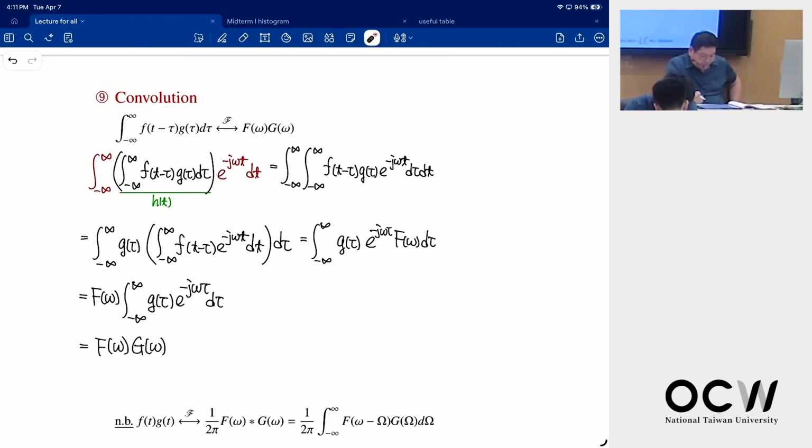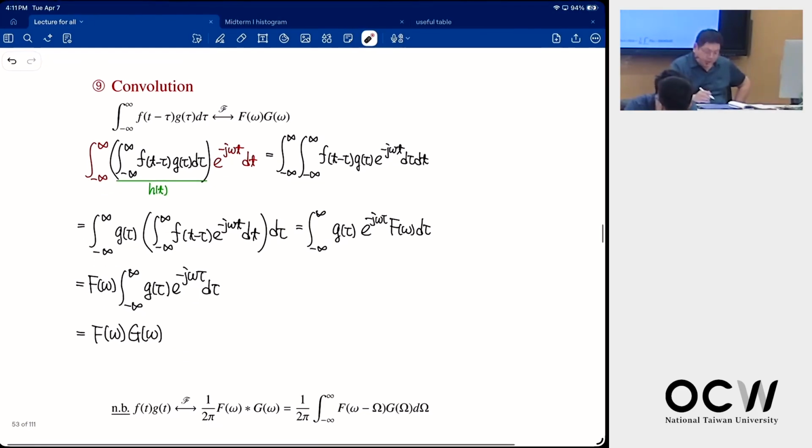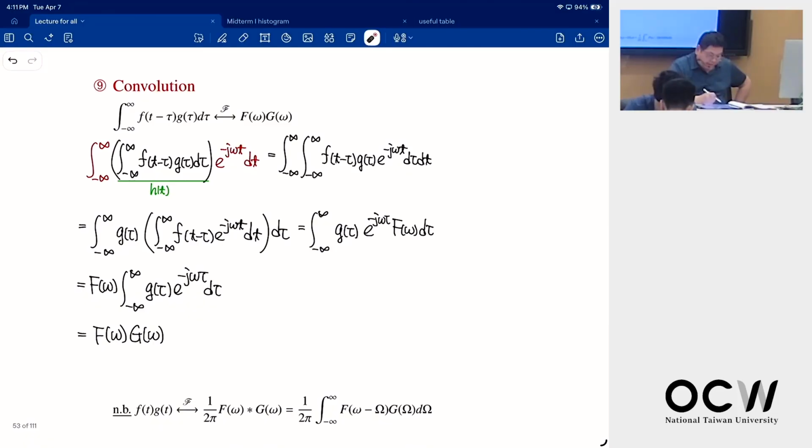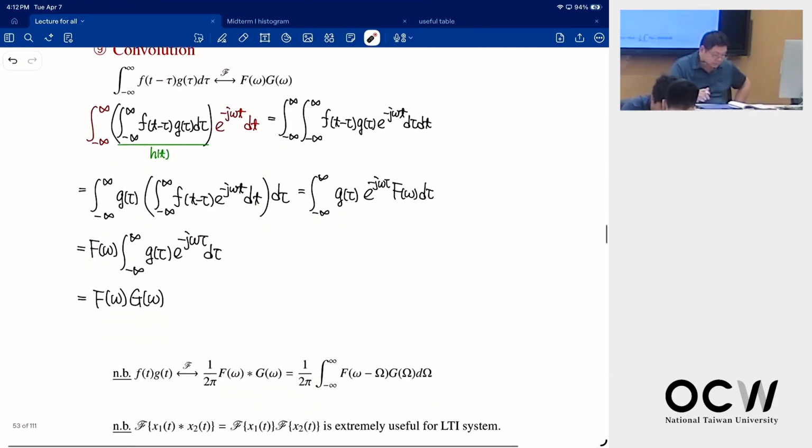Right, now the other way around, if I have a multiplication in time domain, what happens in frequency domain? Then in frequency domain, I do the convolution, but I have a factor 1 over 2 pi. We use this a lot. Like in time domain, we do the convolution, but in frequency domain, we do the multiplication, especially in the LTI system.